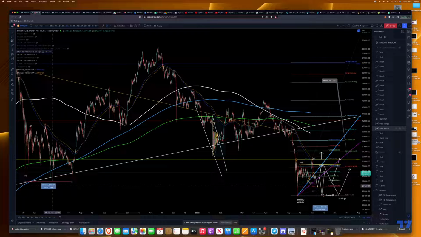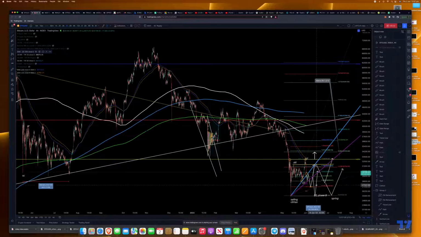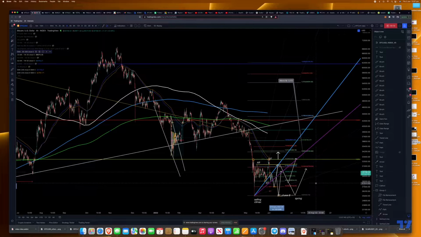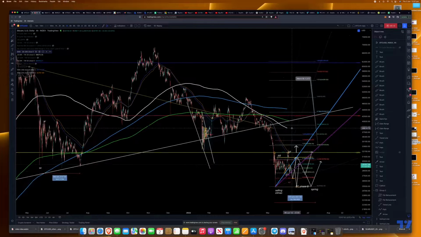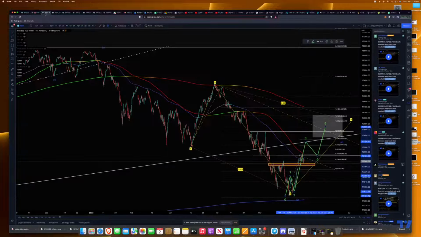So that took about 60 days, and maybe this could take another 60 days. So we have something in the making, and just looking for the accumulation model. And I've talked about where I expect the target to be roughly, and how to approach this market in the previous posts. So having said that, let's look at the Nasdaq.